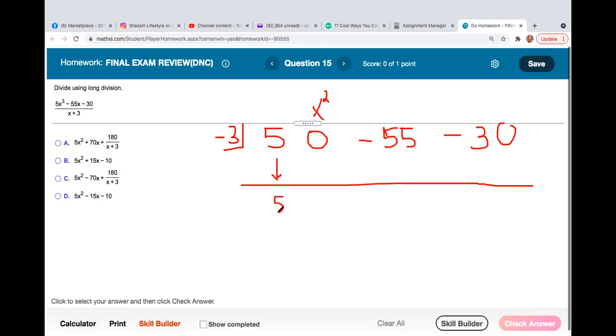But I'm just going to bring down the 5 and do my synthetic division. 5 times -3 is -15, and then I'm going to add them up together. Now, guys, look, start looking at the answer choices.